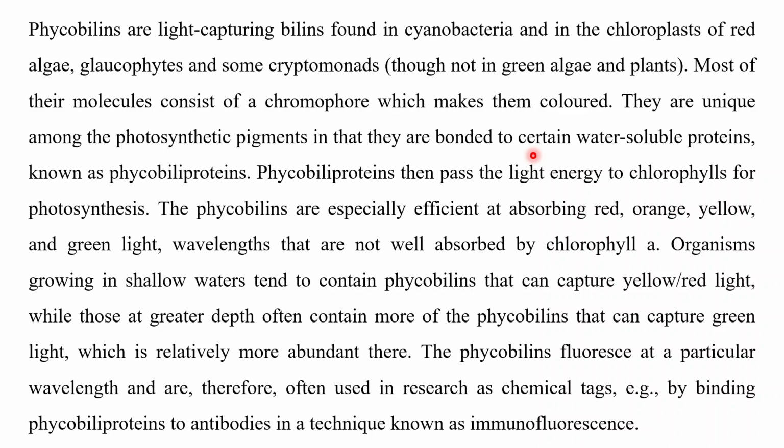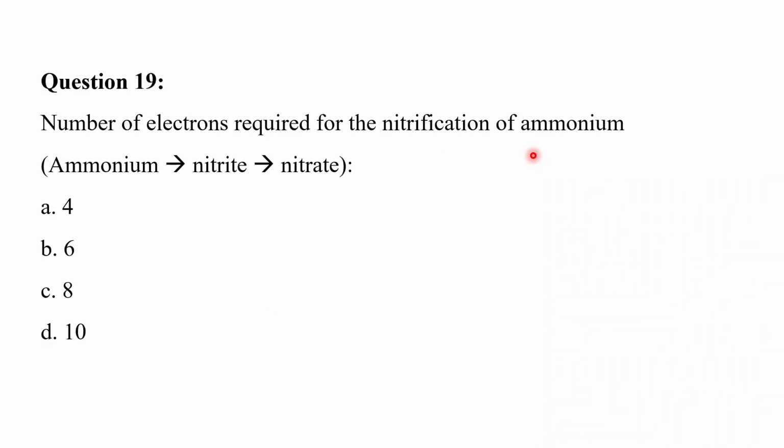So if you are binding these phycobilin proteins to antibodies, and then you are binding those antibodies to your protein, that is called immunofluorescence. Since you are using antibody, the term immuno is used. So that's an application of these colored fluorescent pigments. Other than that, the natural role of phycobilins in the plants I have already explained, to expand the wavelength range of the photosynthetic organisms.